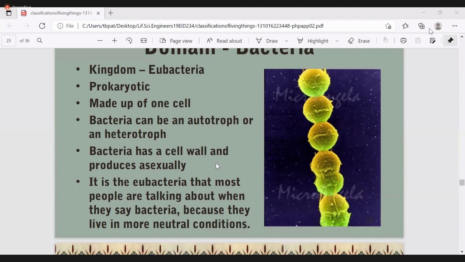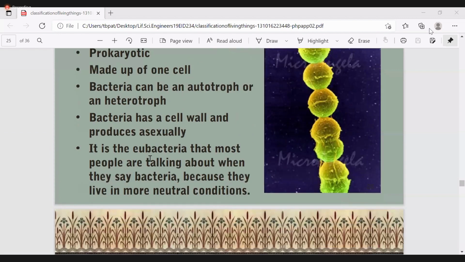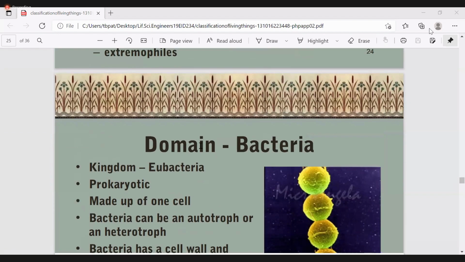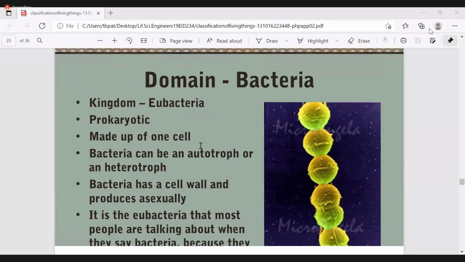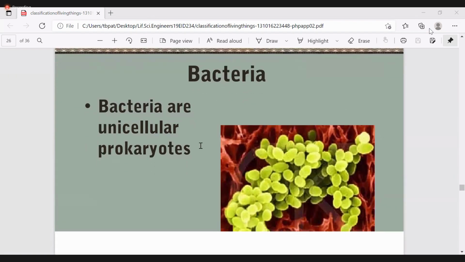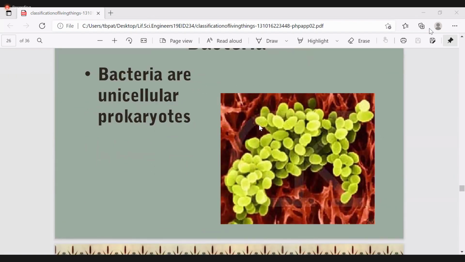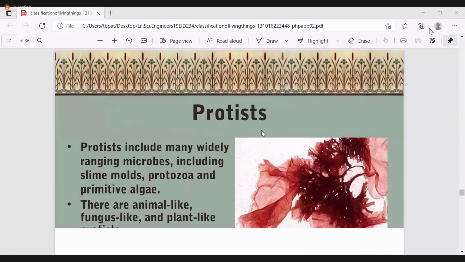So the bacteria has a cell wall and reproduces asexually. Eubacteria is what most people are talking about when they say bacteria, because it is found in natural conditions and in all animals. This is the structure of bacteria: unicellular and prokaryotic.